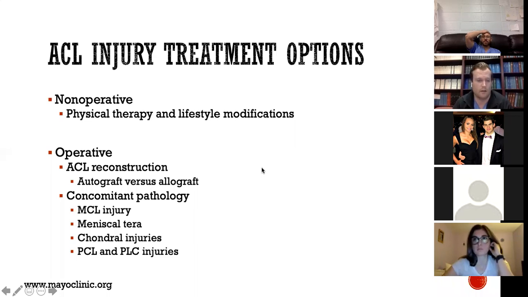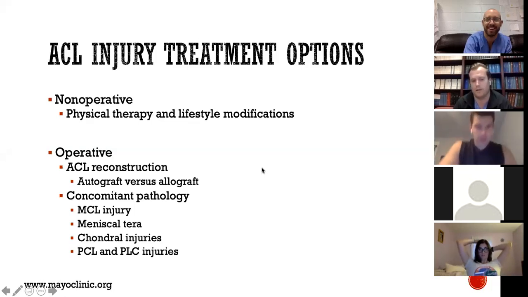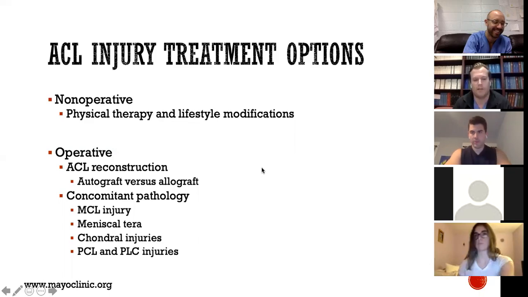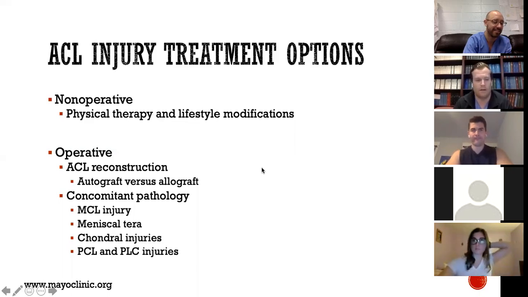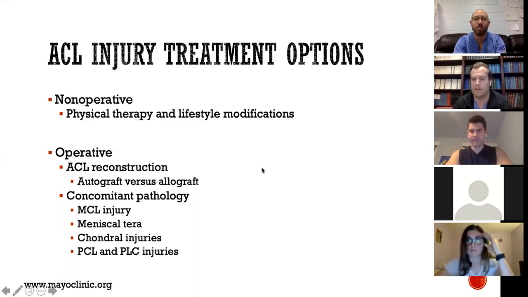If you are someone who does fit the category where you want to undergo ACL reconstruction, generally the big categories to think about are autograft versus allograft. Additionally, you want to make sure that you fix any pathology that's also associated within the knee, whether it's an MCL injury, meniscal tear, chondral injuries, or PCL and posterior lateral corner injuries as well. These are particularly important if you think about the meniscal tears or another ligamentous tear, in that these all act as secondary stabilizers for a particular different movement.